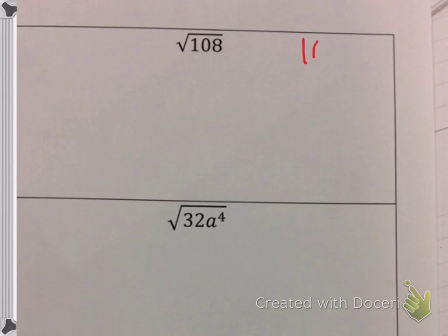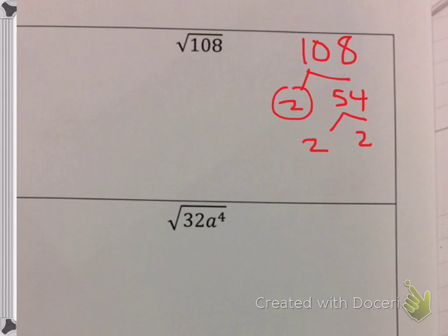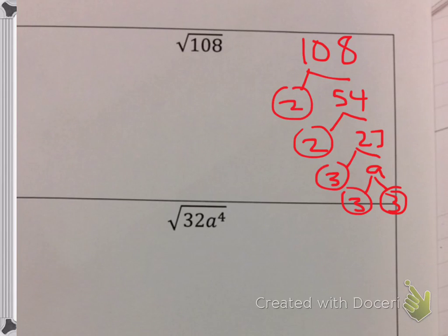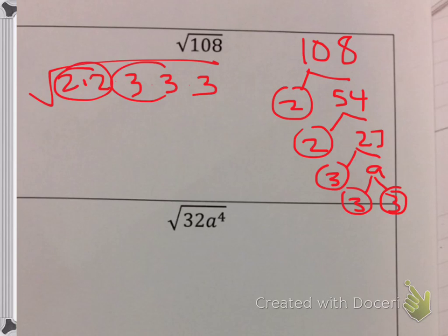Square root of 108. So 108 is 2 times 54, which is 2 times 27, which is 3 times 9, which is 3 times 3. So when I look at this now, when I rewrite it, I have 2 times 2 times 3 times 3 times 3. I have a set of 2's to bring out and a set of 3's to bring out front. And underneath I still have a 3. So out front it multiplies to be 6 square roots of 3.